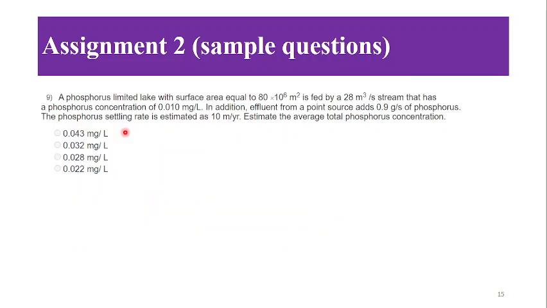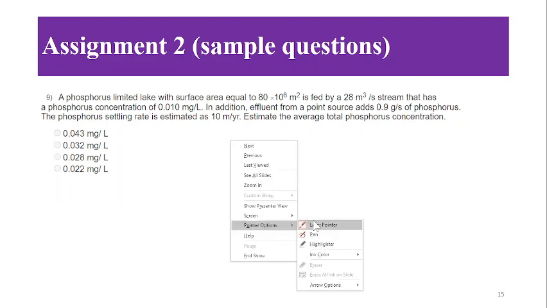So, question 9. A phosphorus limited lake with surface area equal to 80 times 10 to the power 6 meter square is fed by a 28 meter cube per second stream that has a phosphorus concentration of 0.01 milligram per liter. In addition, effluent from a point source adds 0.9 gram per second of phosphorus. The phosphorus settling rate is estimated as 10 meter per year. Please mute yourselves. Estimate the average total phosphorus concentration. So, I'll just discuss with you the answer for this and first give you the logic behind this solution.